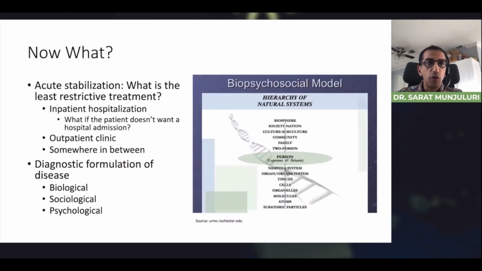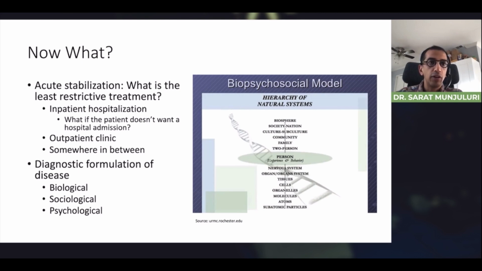And the first thing I do in this setting, right, this is a kind of case I would see perhaps in the ER, is my job is to decide what is the least restrictive treatment that can be applied to this person. Does that mean inpatient hospitalization, where the nature of an inpatient psychiatry ward is that it's a locked unit? You have restricted access to the outside world. And so there are some real downsides to someone coming in.